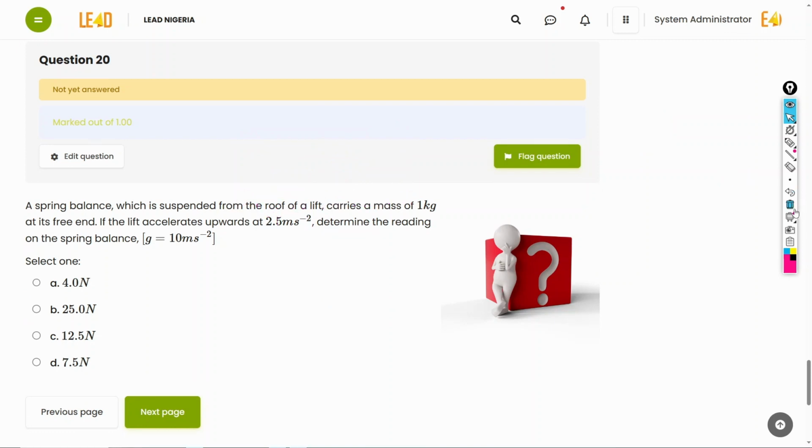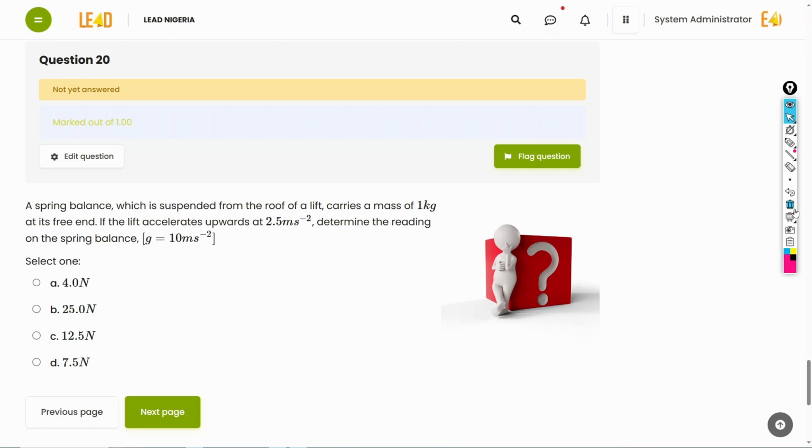Question 20 says a spring balance which is suspended from the roof of a lift carries a mass of 1 kg at its free end.